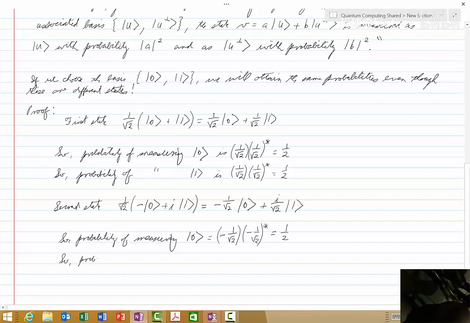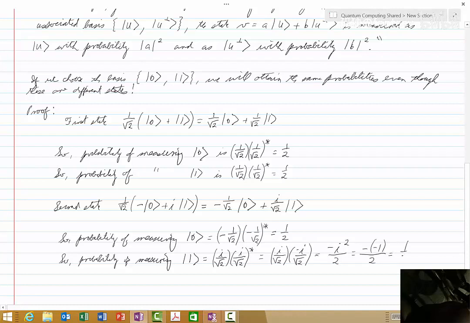and the probability of measuring 1 is going to be equal to this number, i over the square root of 2 times the complex conjugate of i over square root of 2, which gives us i over square root of 2 times minus i over the square root of 2, which gives us minus i squared over 2, which is minus of minus 1 over 2, which is 1/2.